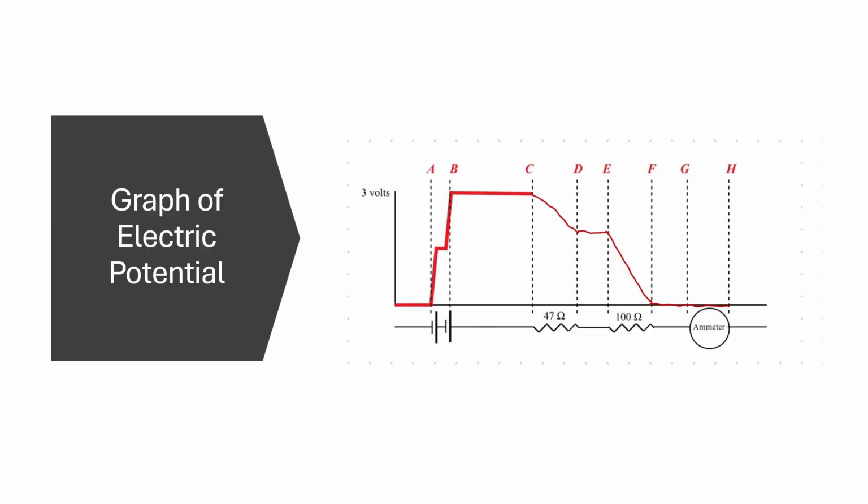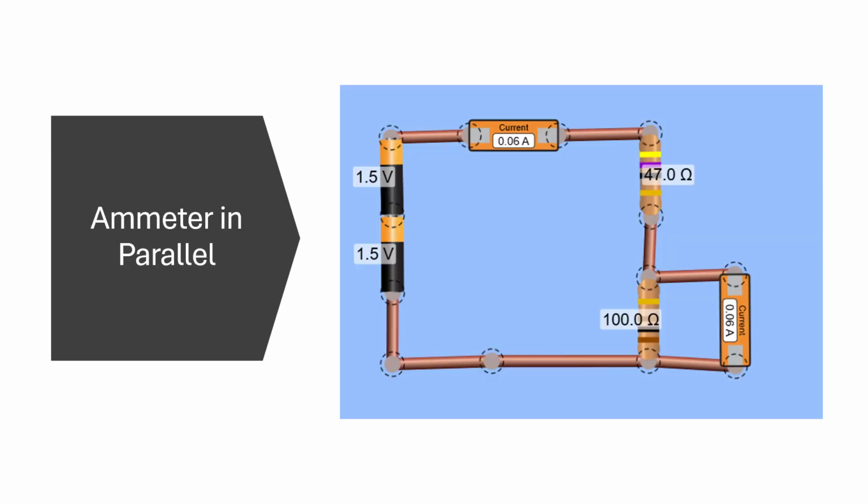So here's a graph of the electric potential across the circuit. We can see that it drops a small-ish amount across the first resistor and then a greater amount across the second one. If we were to put an ammeter in parallel with a 100 ohm resistor, the current would just bypass the resistor because it will take the path of least resistance. That's why we can see that the current is higher in this circuit.